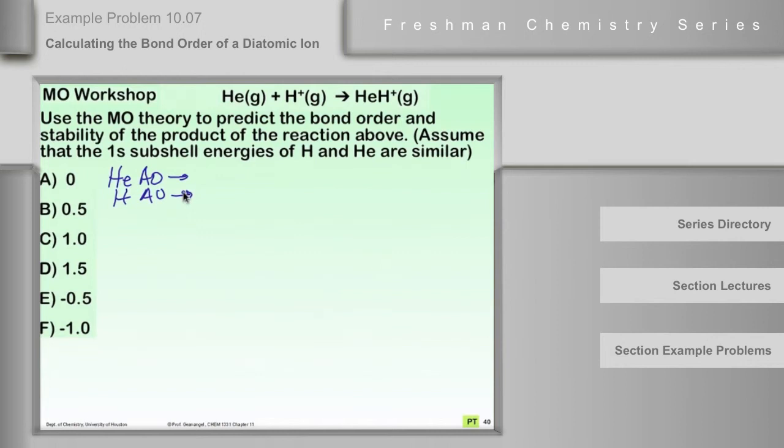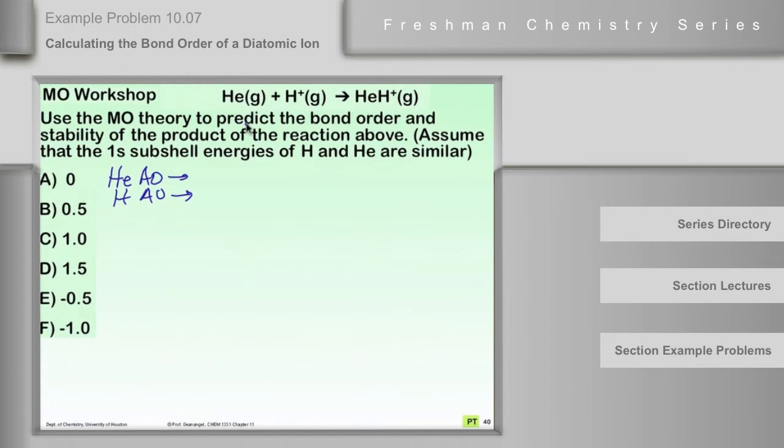The goal is to go over with you the steps that you need to prepare to answer a problem like this one. If you take a sample of helium gas and you bombard it with protons, there is produced a diatomic ion. The composition of this ion, if you put it through a mass spectrometer, is 1 helium and 1 hydrogen and 1 positive charge.